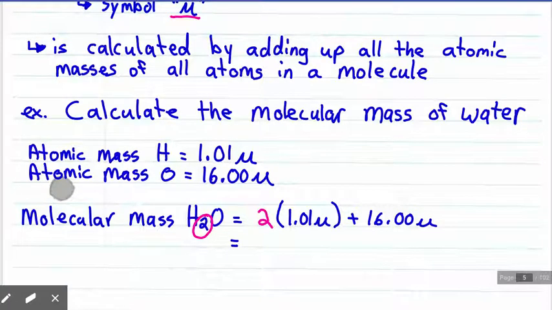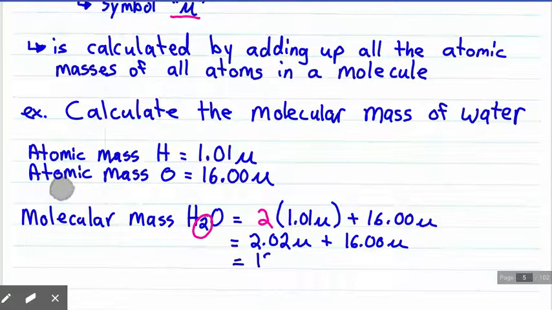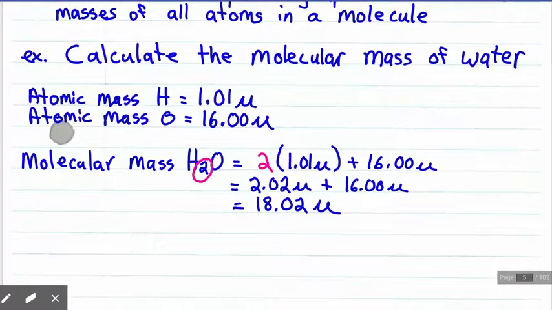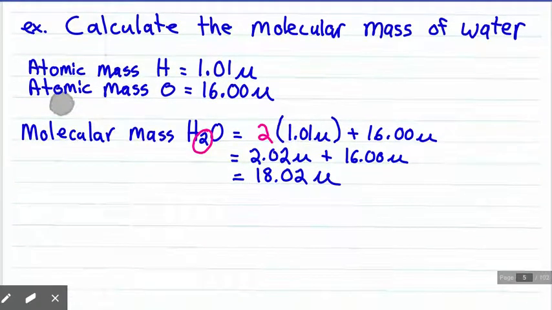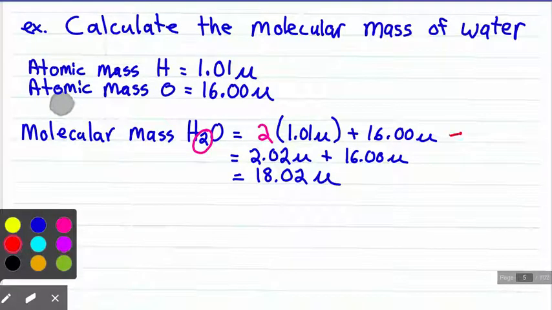So this ends up being, I'm going to write out all the steps, 12.01 atomic mass units plus 16 atomic mass units equals 18.02 atomic mass units. Now, this is pretty straightforward math. You do not have to show me all of the steps, but you should always be showing me this step and your final number. Okay, the rest your calculator can do for you.